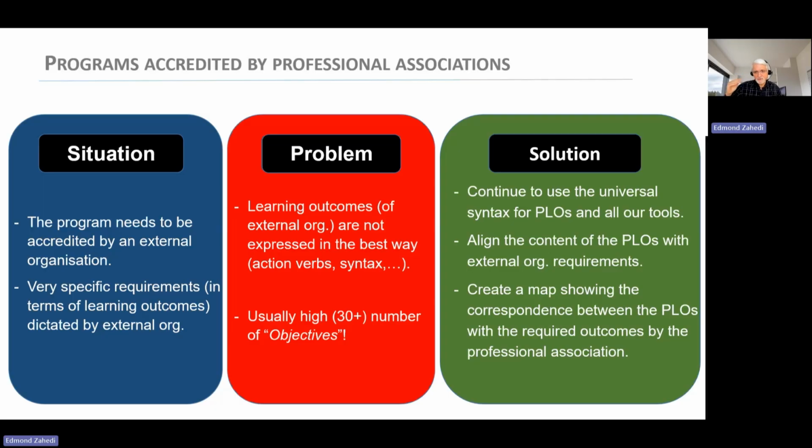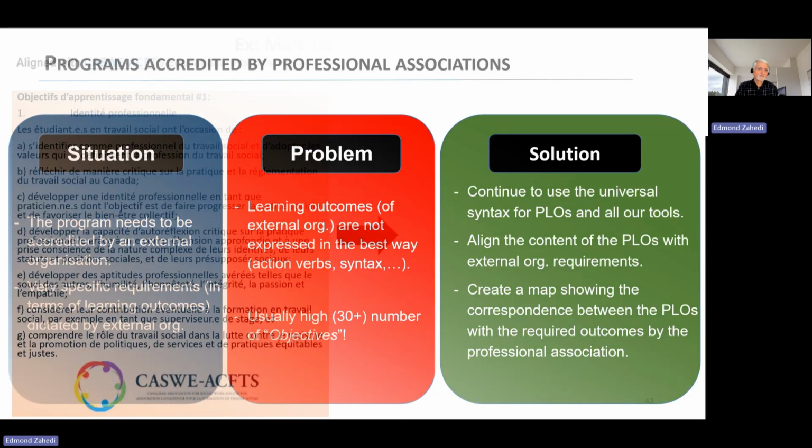Then we are going to ensure that these PLOs are well aligned with the requirements of the external professional body or organization. So this is something important to keep in mind. And at the end of the day, we need to do some extra work. What is the extra work? To create a map showing the correspondence between the PLOs that we have and the required outcomes by the professional association. Well, that's the price to pay because of the accreditation.